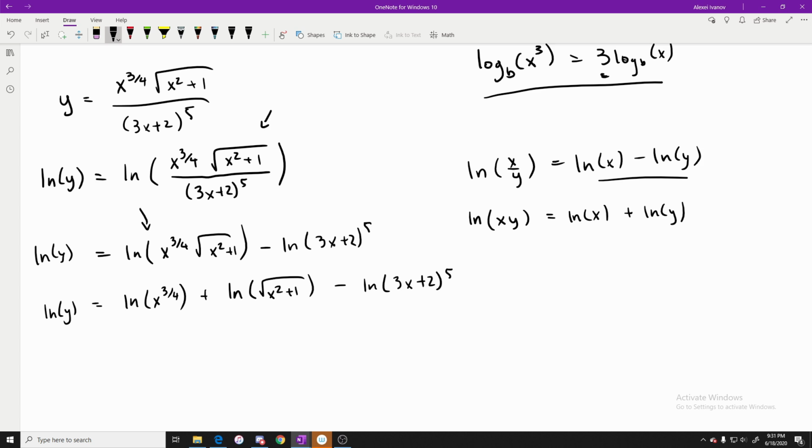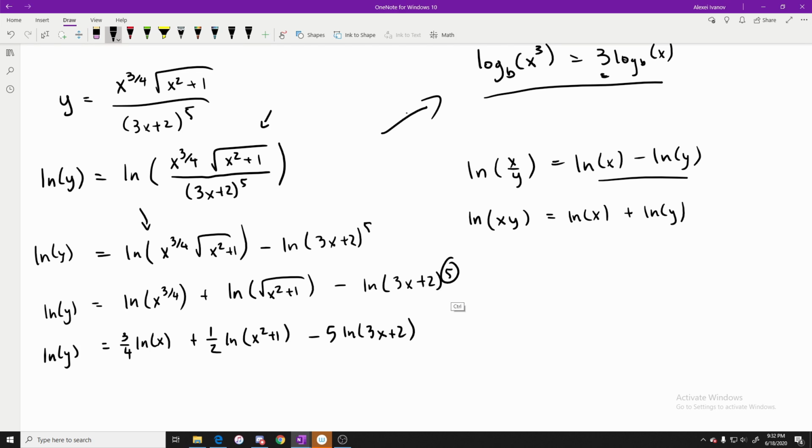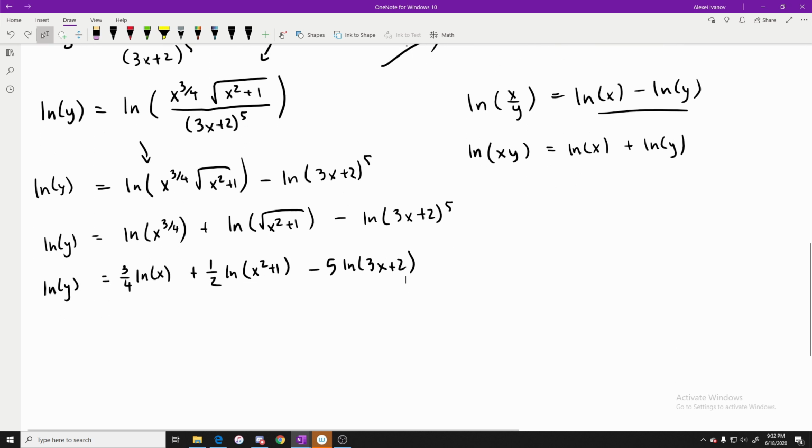There we go. We have broken this massive function apart into parts, and now we can start simplifying by using this property right here. Now that we have dropped all the powers to the front, we have very simple functions, and we can start applying what we have learned about differentiating a ln or a logarithm. To start differentiating, we are going to need to apply the derivative operator to both sides of the function.